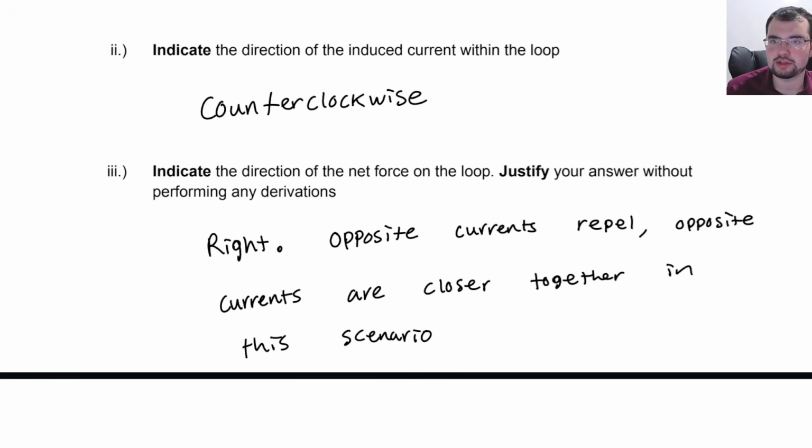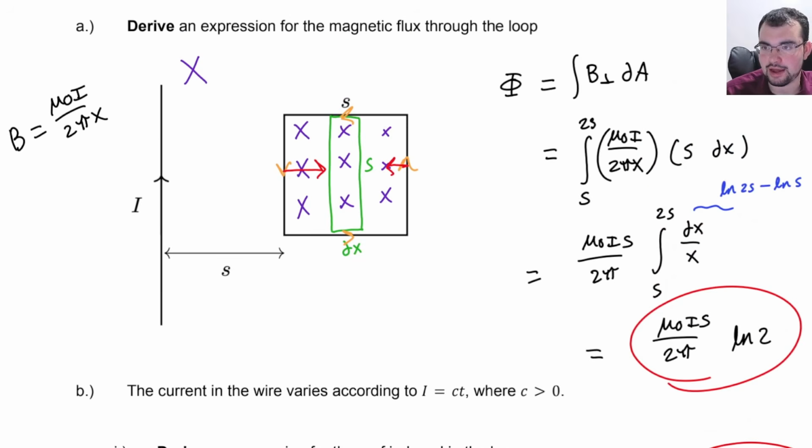There's also some other things you could do to justify this, like saying, well, this loop is very unhappy that the wire is increasing the current to change the flux. So since this loop is not happy that its flux is being increased, the loop is going to try to get as far away from that increase in current as possible.